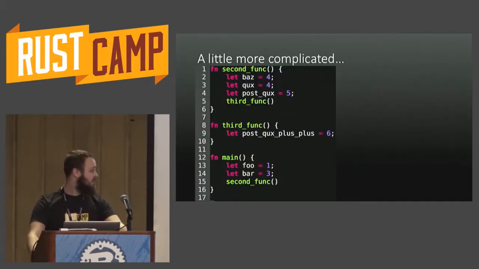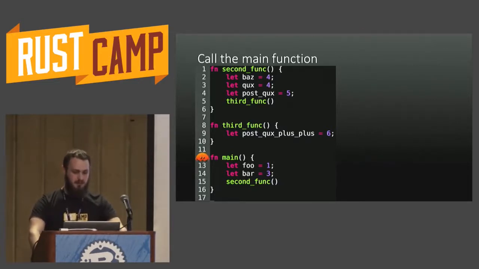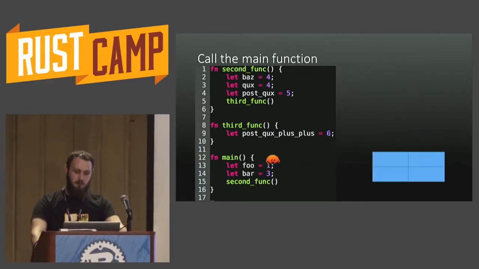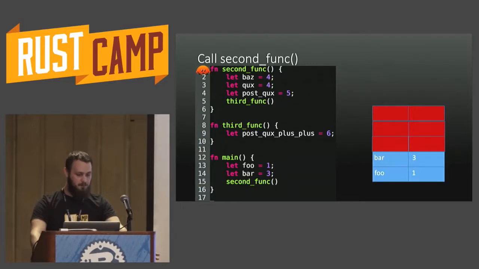So we're going to go ahead and make things a little more complicated. We're going to start in the main function, and we're going to allocate just enough memory for all the local variables in the stack. And then we're going to move all of the values into those memory slots. So now we're resting on second func, and when we call it, it works just the same way.